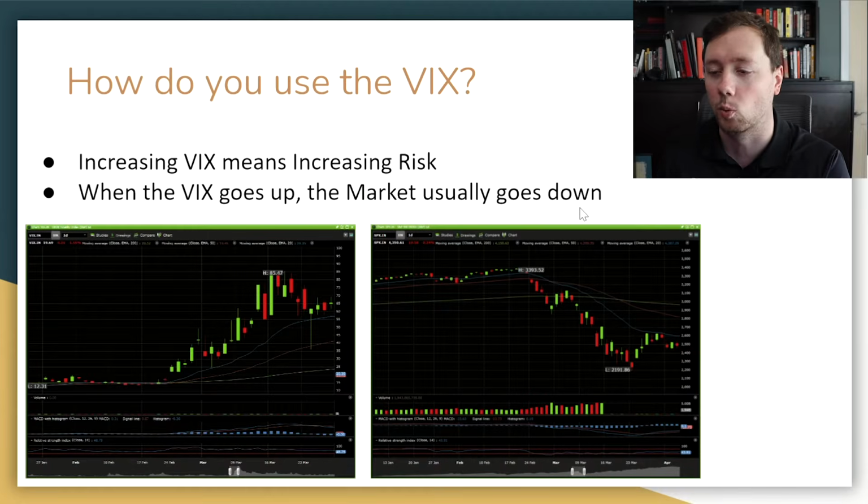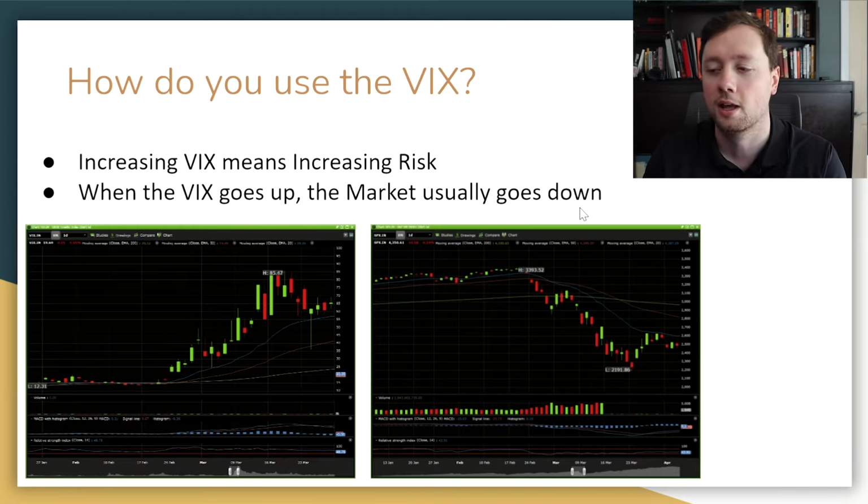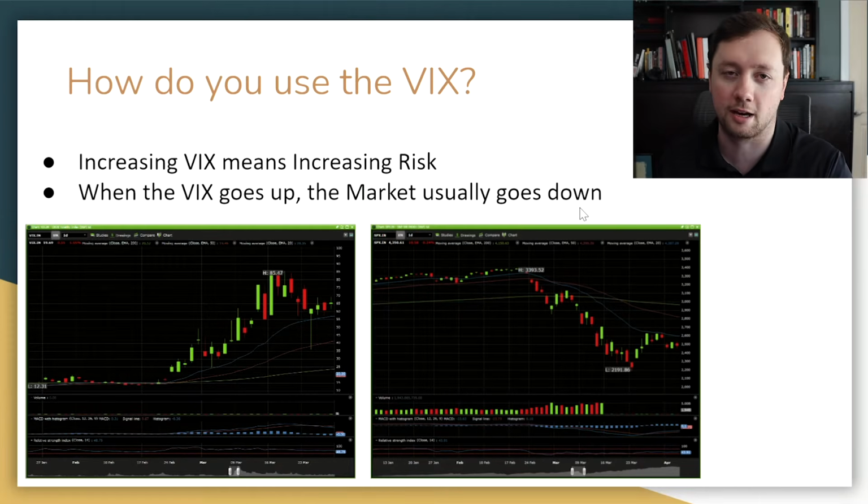Now, what do I mean by that? Well, when the price chart in the VIX starts to go up, that means that we are seeing increased risk in the markets. And because of that, when the VIX goes up, it usually means that the market is going down. And so here is what it looks like on my Questrade charts.